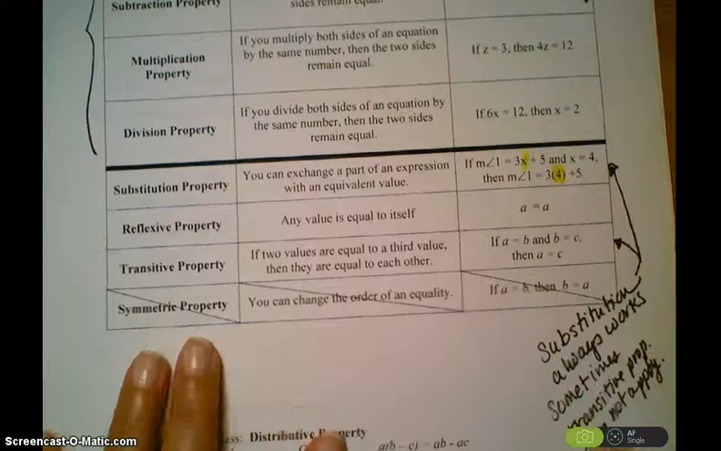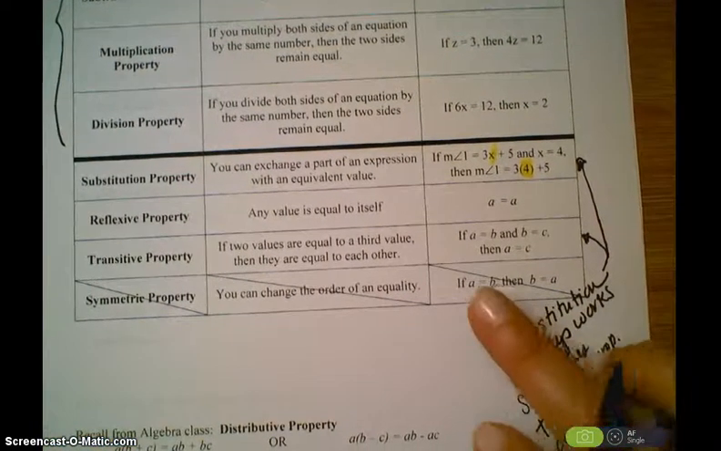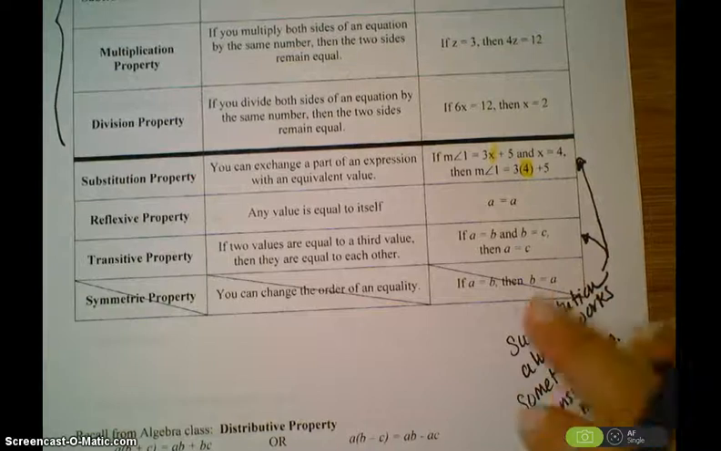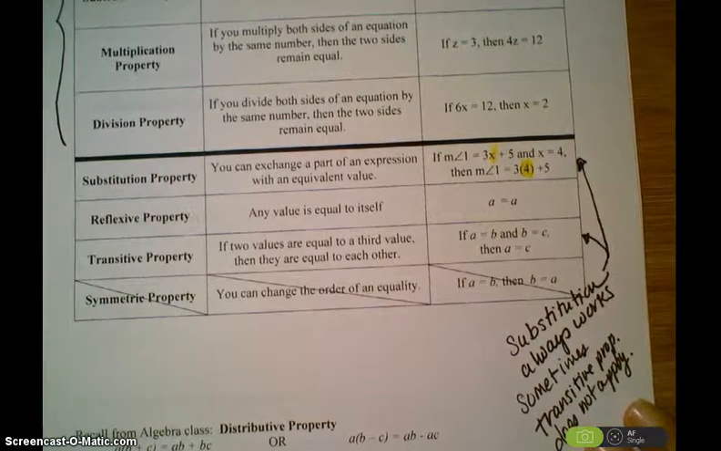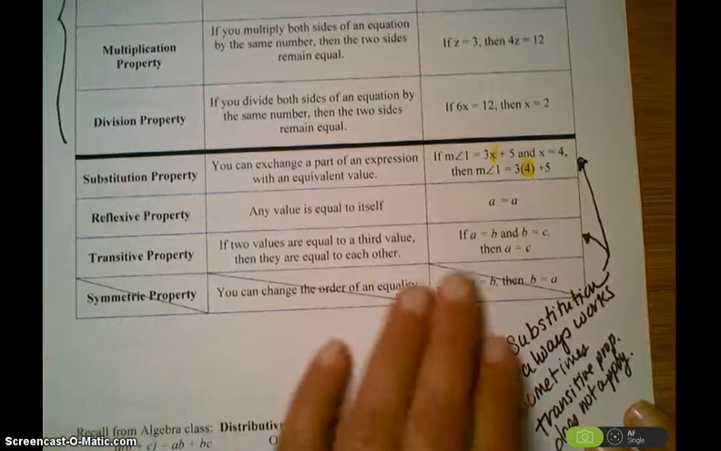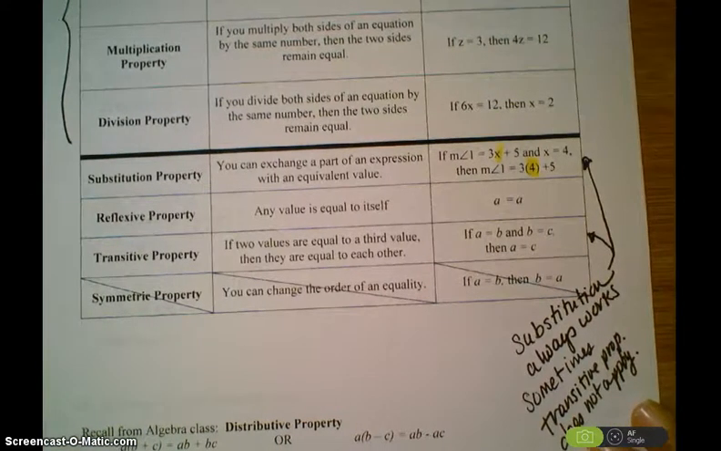And the last one, the symmetric property, that you can change the order of an equality. If you have A equals B, you can turn it around and say B equals A. I am not going to quiz you or test you on that, and that's why I put lines through the box. It's like, there it is, but we're not going to use it that much.